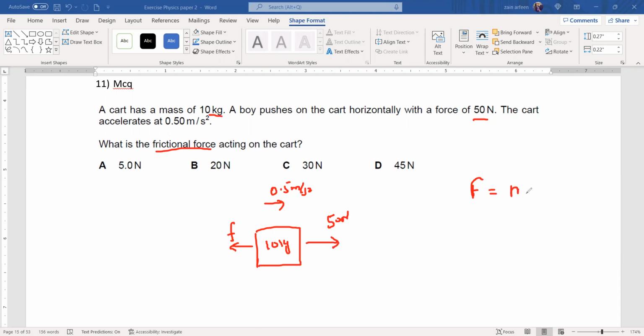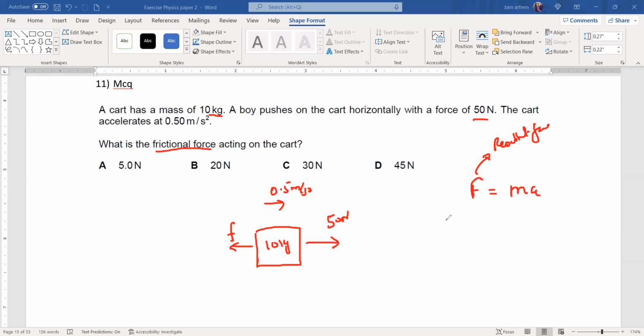So resultant force is equal to MA. This F is always the resultant force. In this case, because the two forces are acting in opposite directions, friction is always opposite to the direction of motion. It will try to resist the change in state. So that's why friction always opposes the motion.